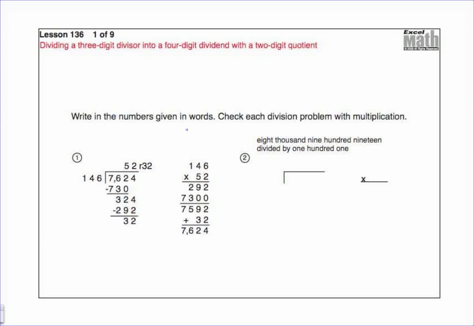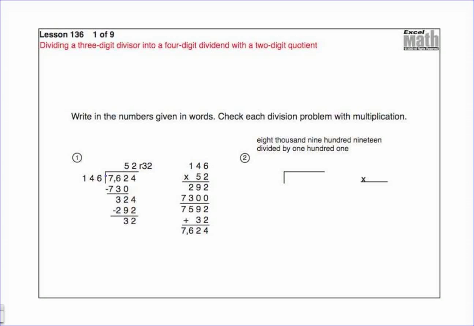Sixth grade Excel, lesson 136, dividing a 3-digit divisor into a 4-digit dividend with a 2-digit quotient. All right, this should not be too tricky for you at all. It's just the same thing we've always been doing. The only thing that makes this harder is the numbers are getting bigger. But division is division no matter what, all right?